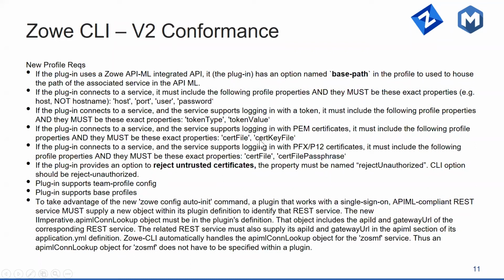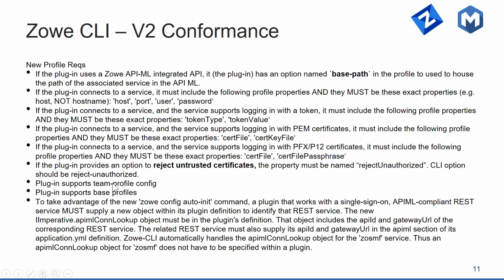If the plugin connects to a service and the service supports logging in with a token, it must include the following profile properties. Again, these exact names: tokenType, tokenValue. If it supports logging in with PEM certificates, it should use certFile, certKeyFile. If it supports logging in with PFX or P12 certificates, it should use certFilePassphrase. If the plugin provides an option to reject untrusted certificates, the property should be named rejectUnauthorized. Also, just a note here, we'll cover this in the naming section.